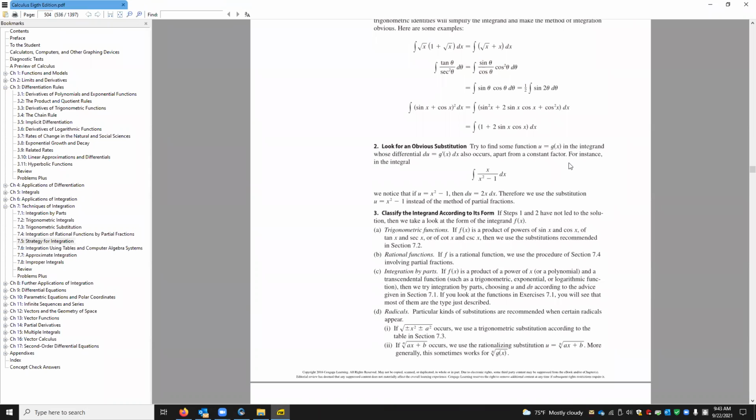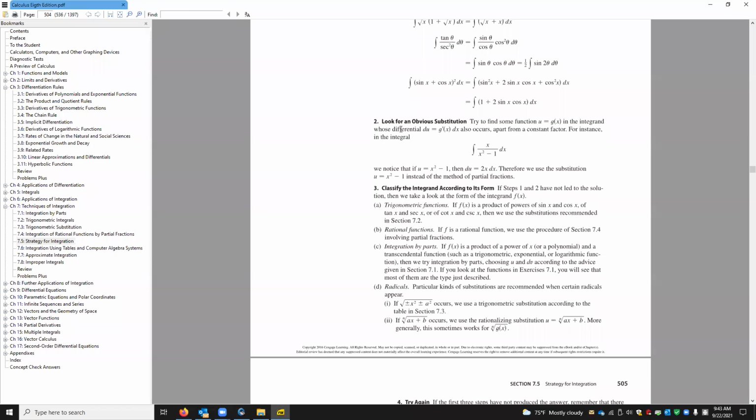If there's no obvious simplification, look for a simple substitution. Like here, you've got an x squared minus 1 downstairs, and you've got an x upstairs. So if you sub for x squared minus 1, then du is going to be 2x dx. That'll eat up this x and this dx, and you'll be left with a 1 over u integral with a 1/2 out front.